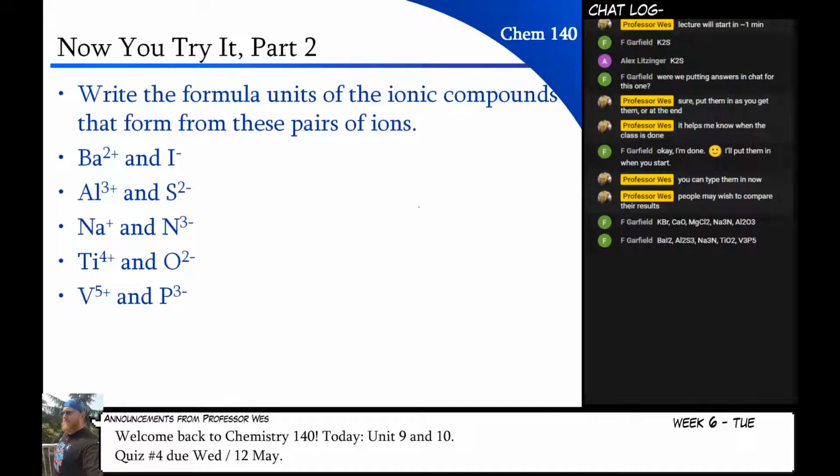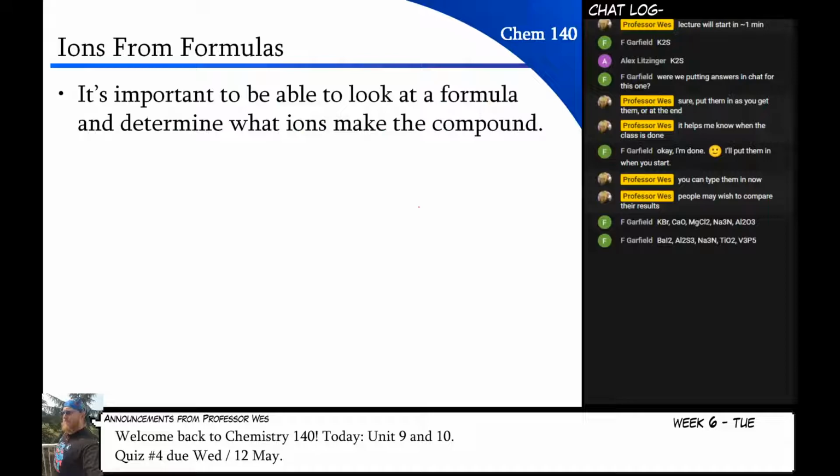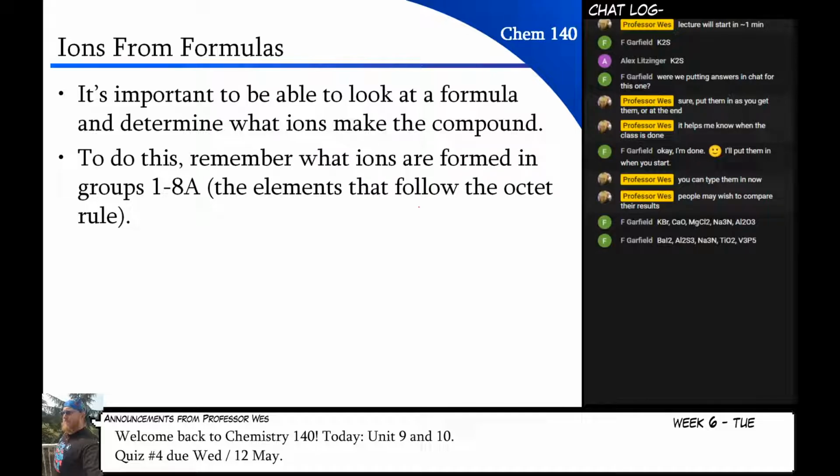All right. So now the next thing that we got to do is we got to work backwards. Putting ions together to make the formula is great, but there's also a use for knowing what ions are in a formula. So if I look at my compound, I need to remember that for groups 1 through 8A, which again, remember, are groups 1, 2, and 13 through 18, we're going to deal with ions that have a known charge. So if you ever see something that's in groups 1, 2, or 13 through 18, you automatically know what all the charges are because they all follow the octet rule.